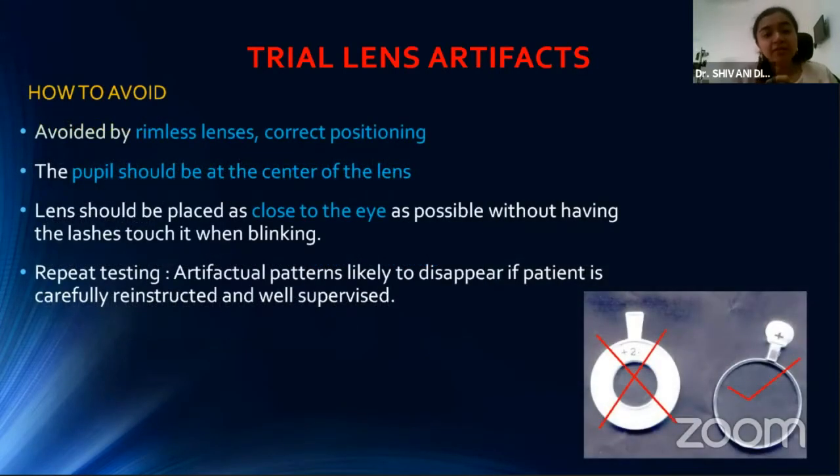To avoid these errors, we should use rimless lenses with their correct positioning. The pupil should be at the center of the lens. The lens needs to be placed close to the eye without touching the lashes. And after taking all these precautions, we repeat the test. These artifactual patterns are likely to disappear.